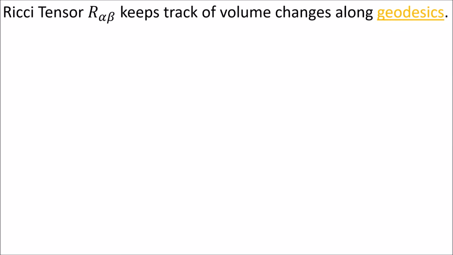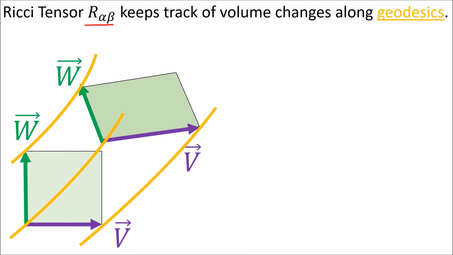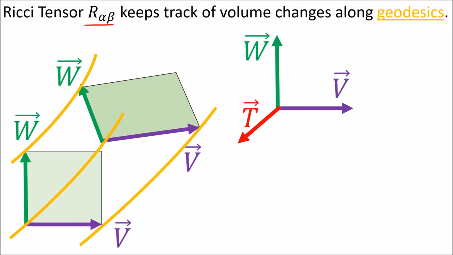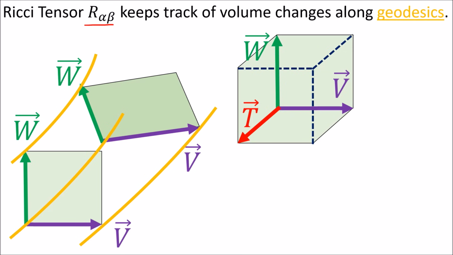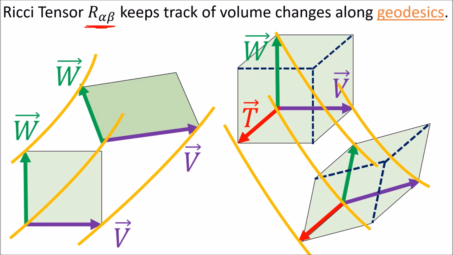The physical interpretation of the Ricci tensor is that it keeps track of how a volume changes along geodesics. For example, in 2D space, we can make a square out of the vectors v and w, and see how its area changes as the corners travel along geodesics. Or in 3D space, we can see how a cube made out of vectors v, w, and t changes volume as its corners travel along geodesics.